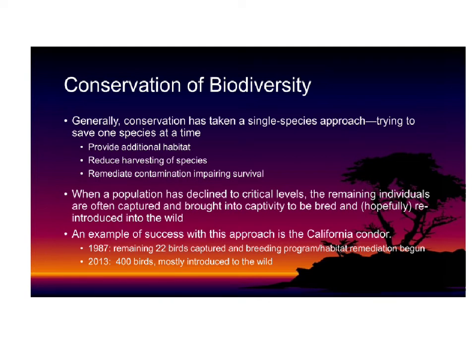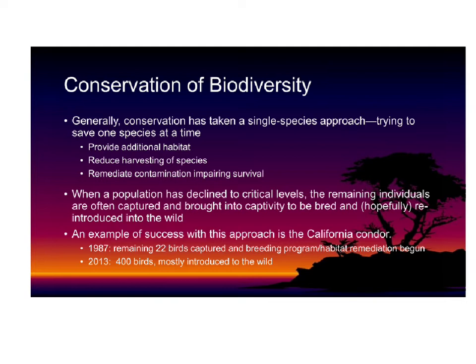An example of success with captive breeding programs has been the California condor. In 1987, only 22 birds of the California condor species remained. They were all captured and they were put into a captive breeding program. Their habitat was also remediated. There was some problems with their habitat in California. They cleaned up their habitat. They raised the birds in captivity.